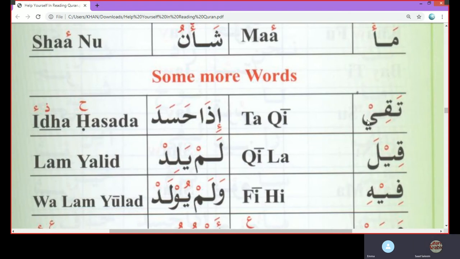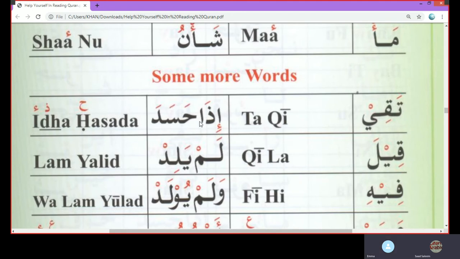Taqi. You have to understand the difference between simple ya and ya madda, okay? Iza hasada. Why this alif is alif madda? Because it has fatha before it. When alif has fatha before it, it is alif madda.